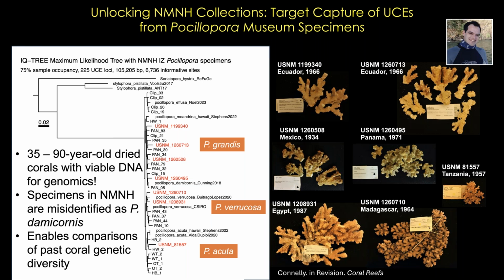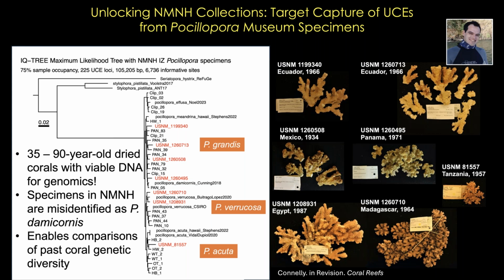And so we were able to get viable DNA for genomic purposes from specimens that were collected up to 90 years ago. We pulled out ultra-conserved elements and exons from these samples and anchored the data into a phylogeny with contemporary samples. So it's enabling us to make comparisons of past coral genetic diversity as well.